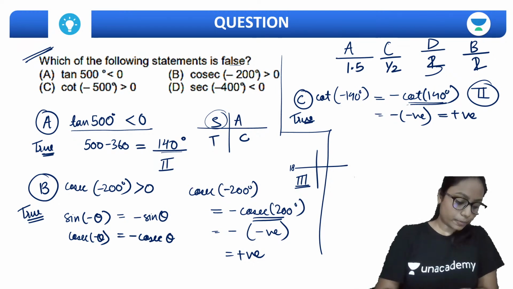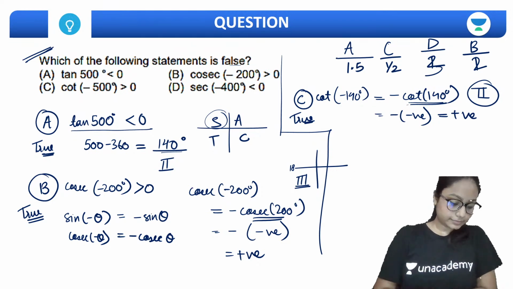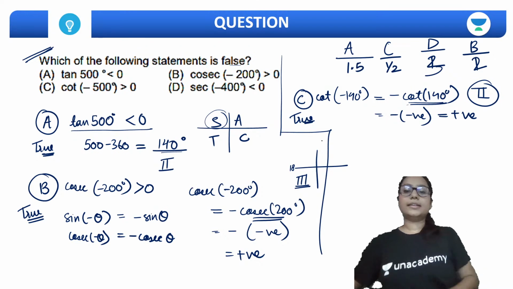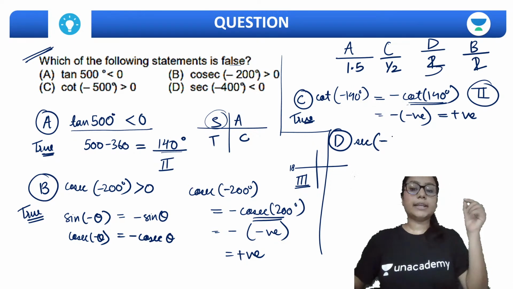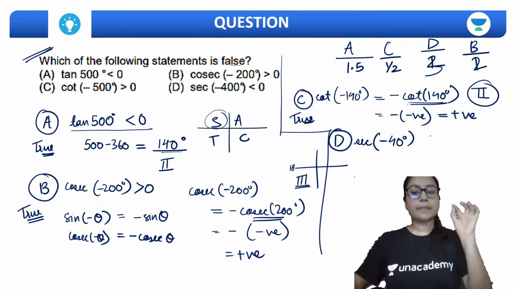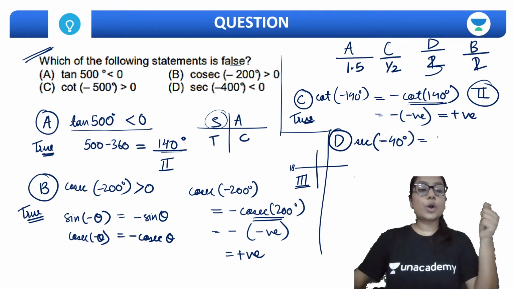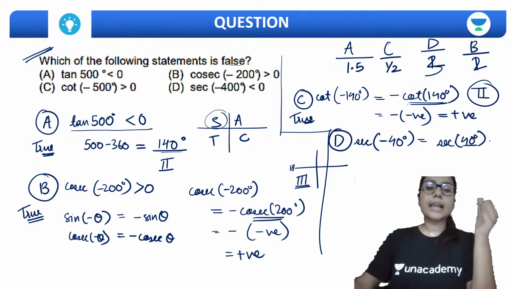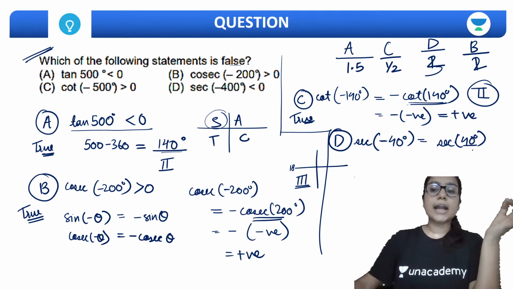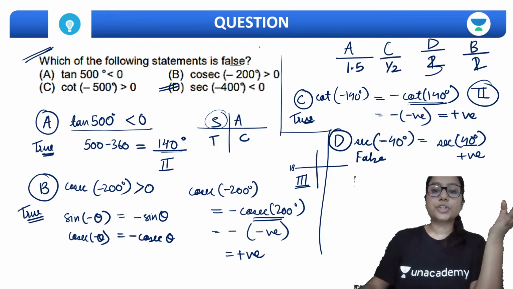All right, everyone, I hope it is clear. Yes, find the last one. Sec minus 400. What is minus 400 means minus 40, right? Subtract 360 from it, you get minus 40. So what is this equal to? Cos of minus theta is cos theta. So this is sec 40 degrees. A 40 degree angle lies in the first quadrant. So this can't be negative. This is positive. So this statement is false. So the answer will be option D.